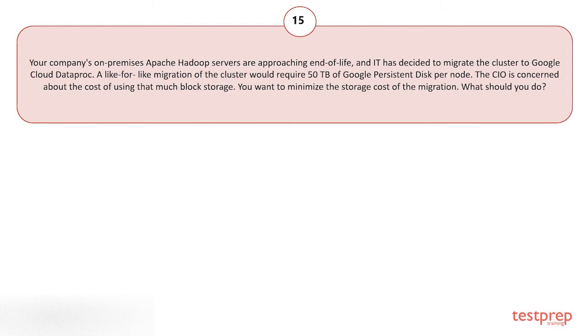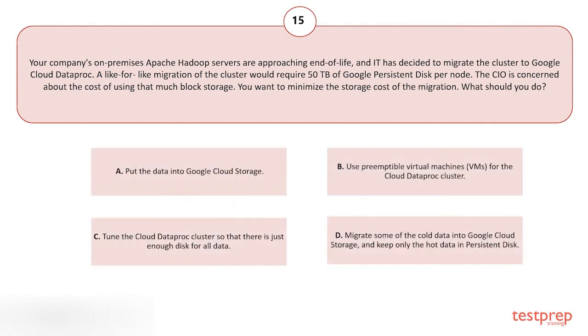Your options are: A. Put the data into Google Cloud Storage. B. Use preemptible virtual machines for the Cloud Dataproc cluster. C. Tune the Cloud Dataproc cluster so that there is just enough disk for all data. D. Migrate some of the cold data into Google Cloud Storage, and keep only the hot data in persistent disk. The correct answer is option A.